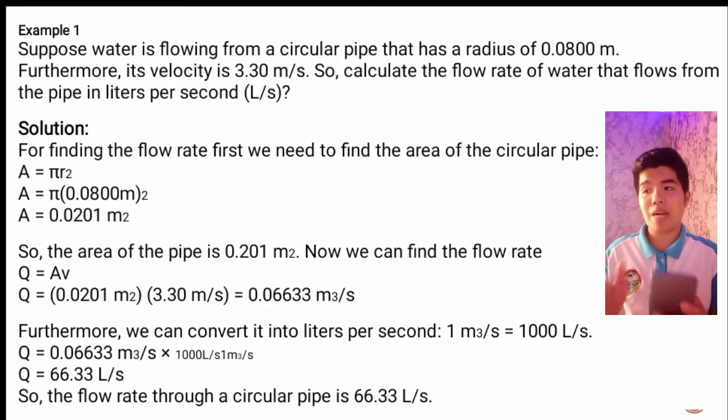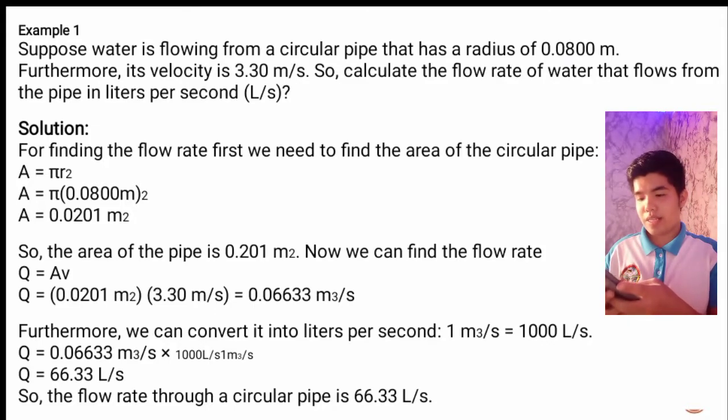Ngayon, i-derive na natin gamit yung formula na Q = A × V. So, the area of the pipe is 0.0201 square meter. Now, we can find the flow rate. So, substitute lang natin. Q = A × V. Yung area natin na 0.0201 square meter multiplied sa given na velocity na 3.30 meters per second. Input lang ulit din natin, guys. Huwag niyong kalimutan, Q = A × V.